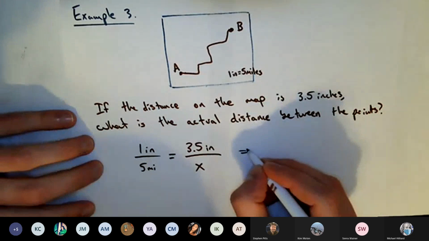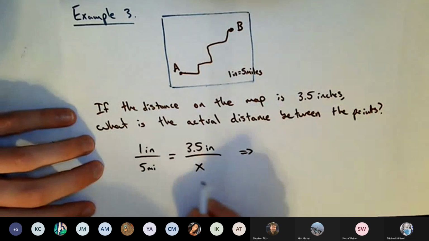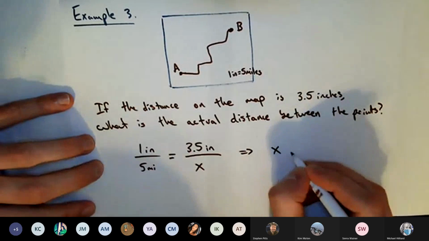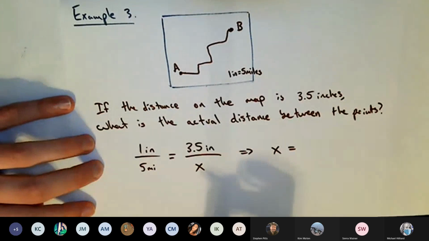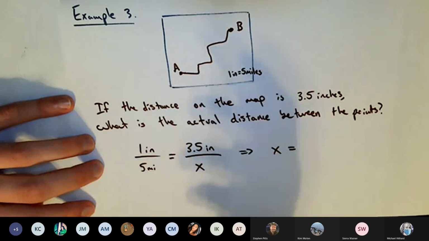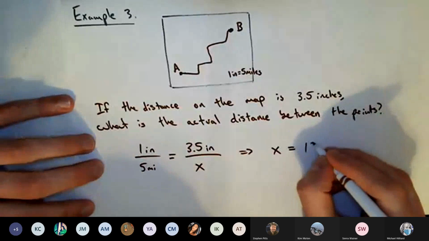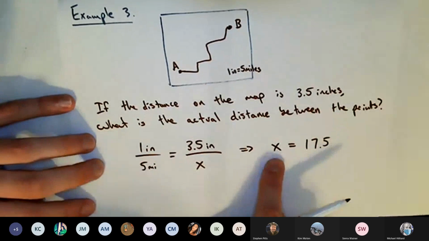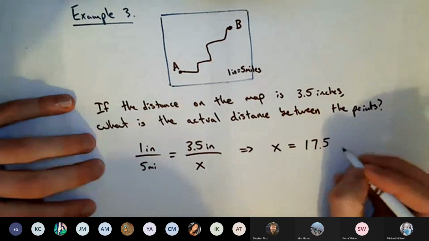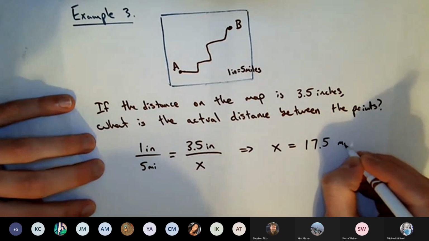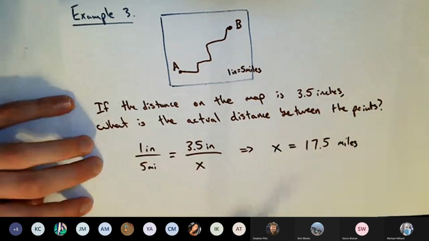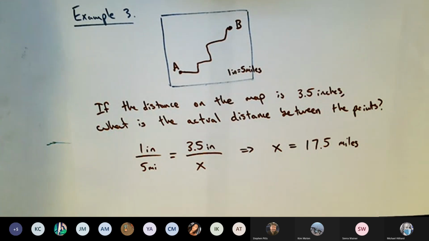Okay, solving this, I cross multiply right here. 1 times X, that's nice. It's just X, right? 3.5 times 5, you can punch that into the calculator to get 17.5, and that's it. X is already solved for, no need to divide it by anything. So all we need to do is make sure at the end we tack on the unit of miles. 17.5 miles. Okay, cool. So that's how to use a scale on a map.